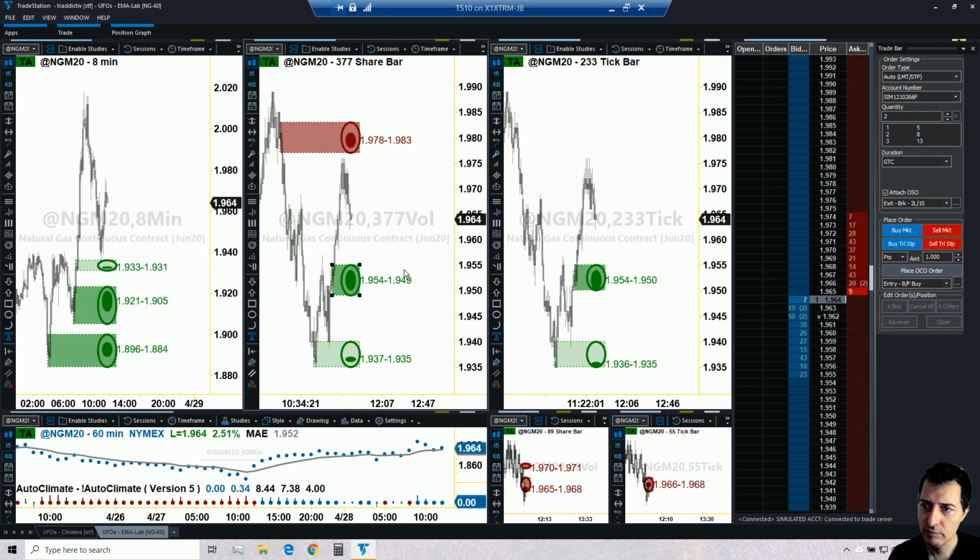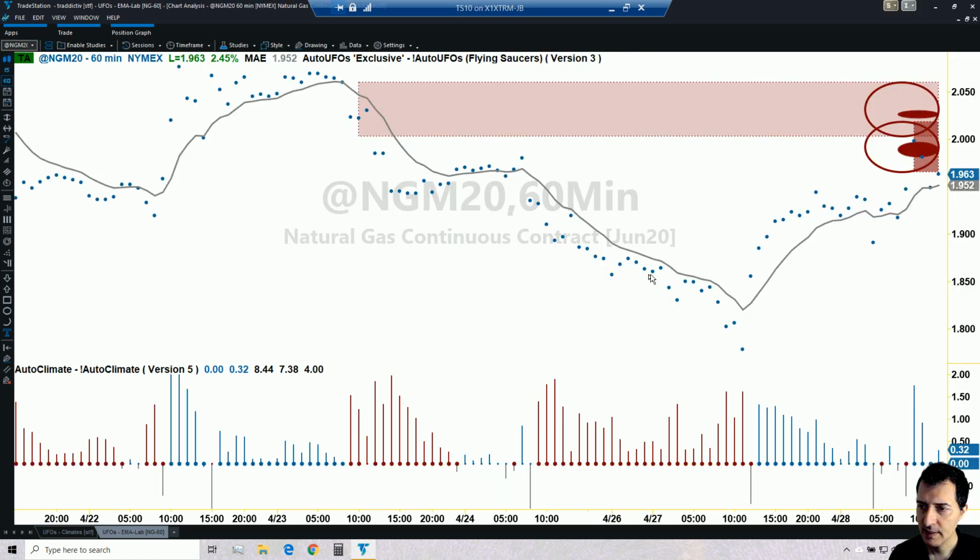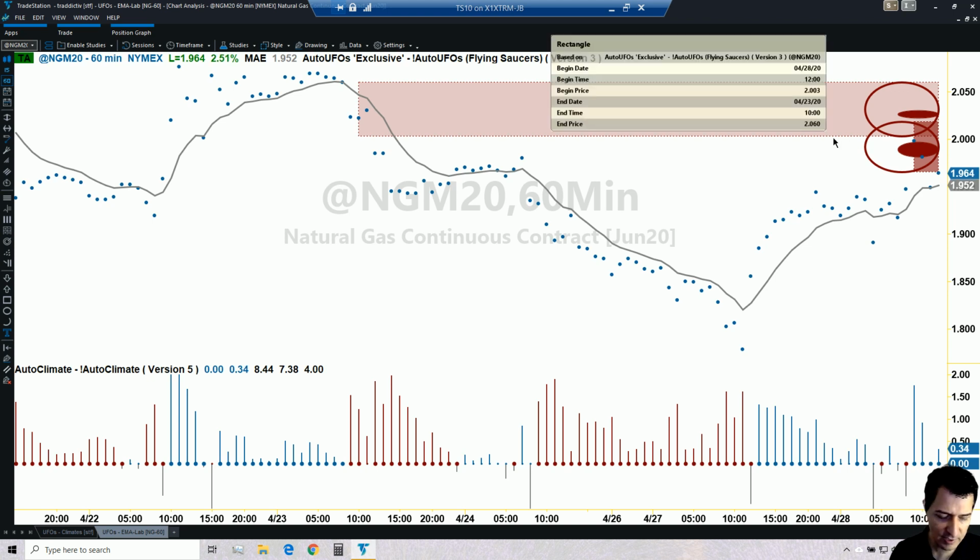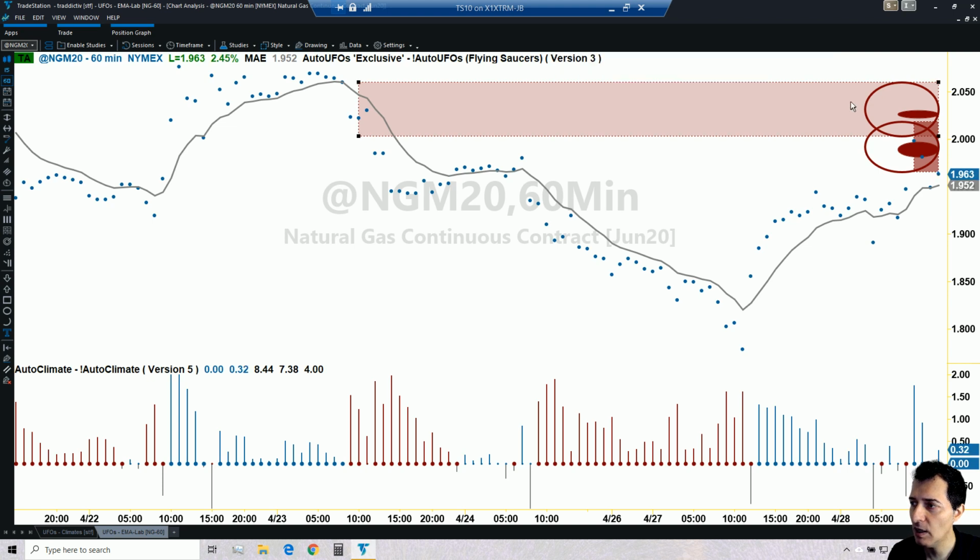Okay, so time to go ahead and look for a target. I'm going to turn on AutoUFOs on the 60-minute time frame. So let me maximize this so we have a good understanding. Price is already touching that UFO, so then the target would become the next UFO. And the next UFO, as you can see here, is 2.003. Okay, so for natural gas, 2.003, that is the target that we are looking for in this potential trade that we are planning.